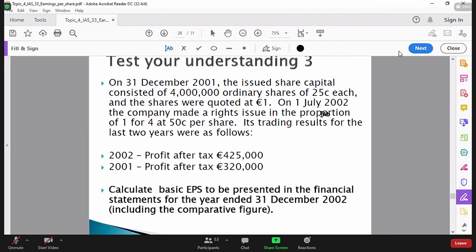EPS 2001. Okay. The bonus fraction is 4-1, madam. The bonus fraction is 4.1. That is for the earlier one, right? Yes, 4.1.